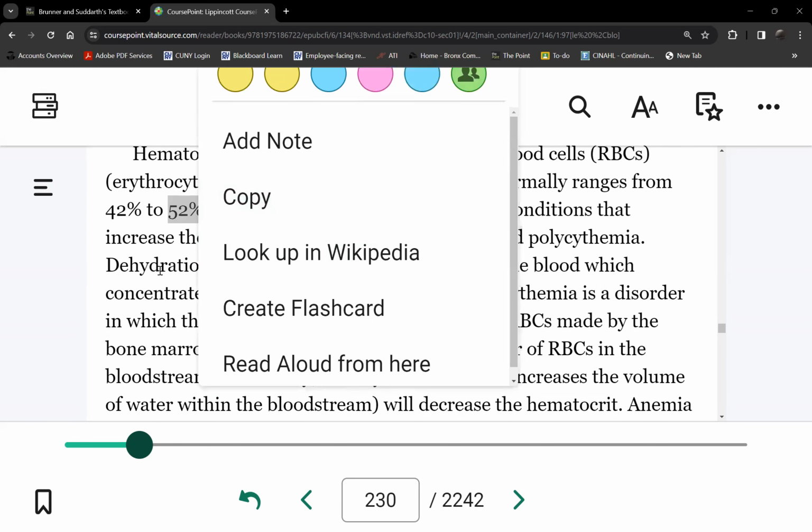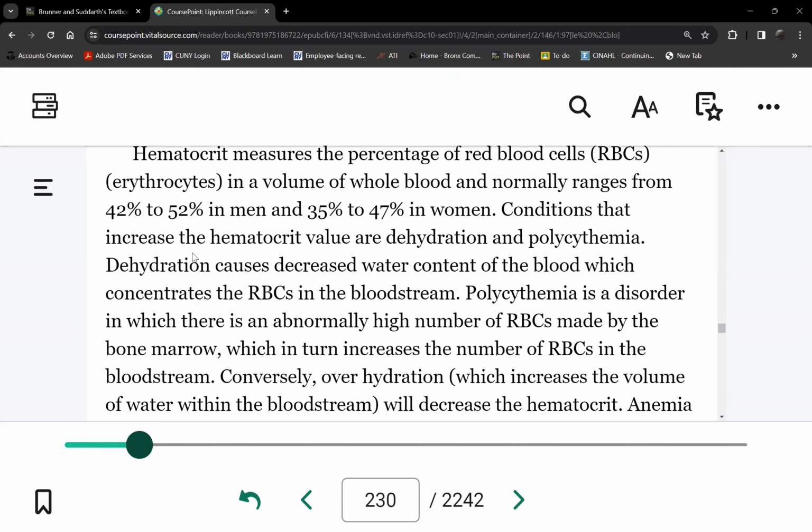So if a patient's hematocrit is 55, what's the patient's fluid status? They have a fluid deficit. If the hematocrit is 31, they're in fluid overload. Are we clear? Okay.